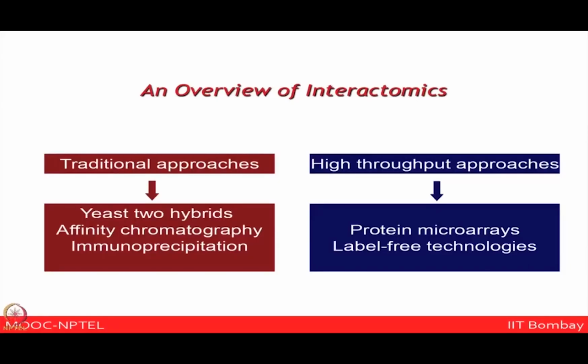A variety of technologies are being developed in this area of interactomics, where the aim is to look at how a protein interacts with another protein, another biomolecule or a drug molecule, and how to identify their function, or at least get a glimpse of what could be the possible function of an unknown protein. In this light, traditional approaches like yeast two-hybrid or even affinity chromatography and immunoprecipitation were heavily used. More recently, we have started using protein microarrays and label free technologies.